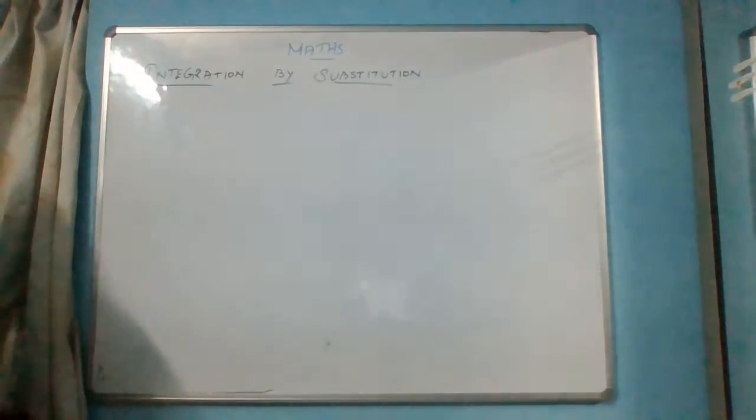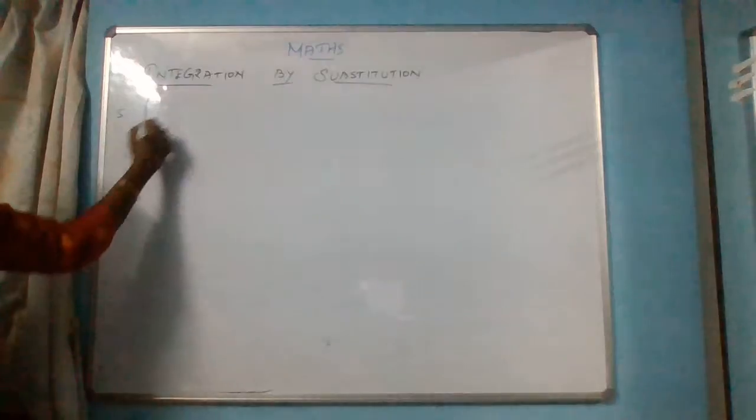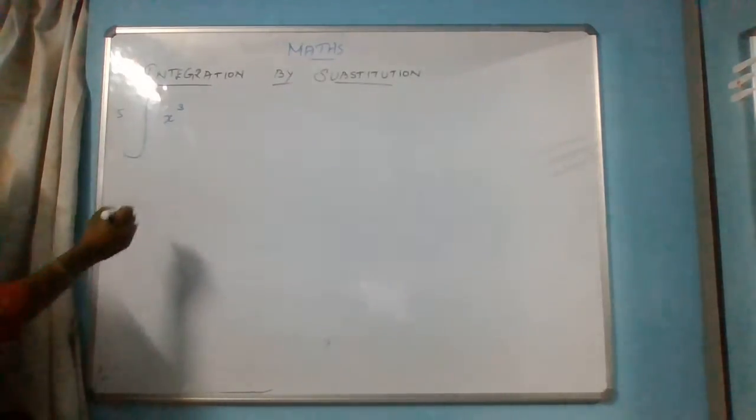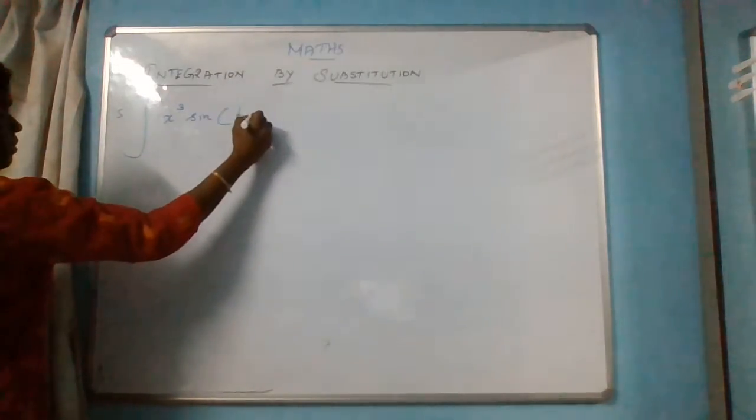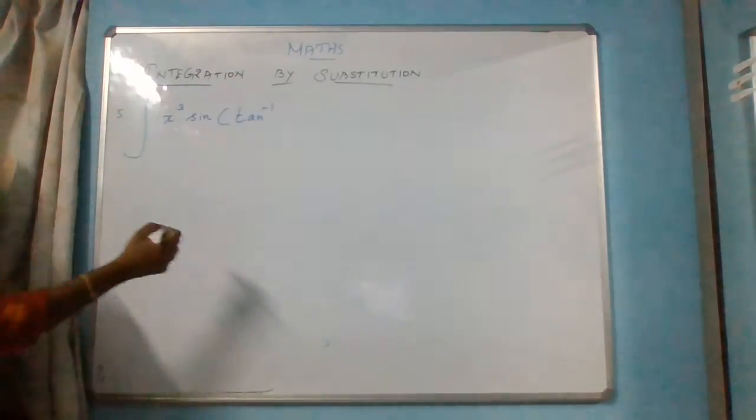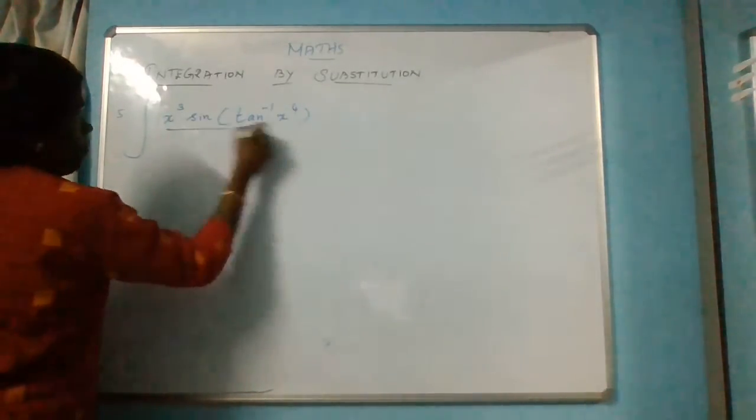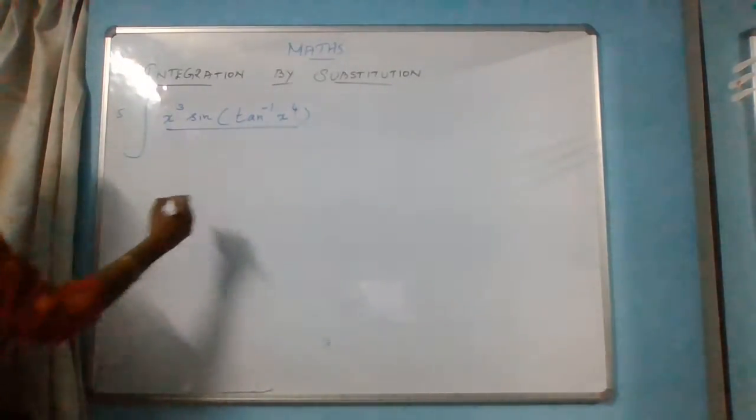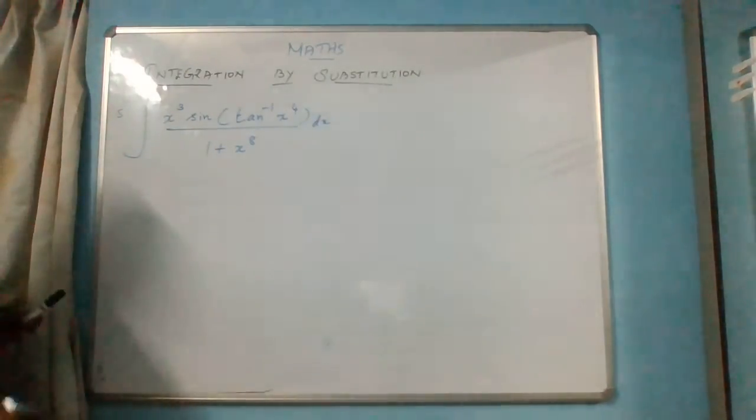Last problem which you consider. Fifth problem. It is given: integral of x cubed sine of tan inverse of x power 4 by 1 plus x power 8 into dx. So this is the given problem.